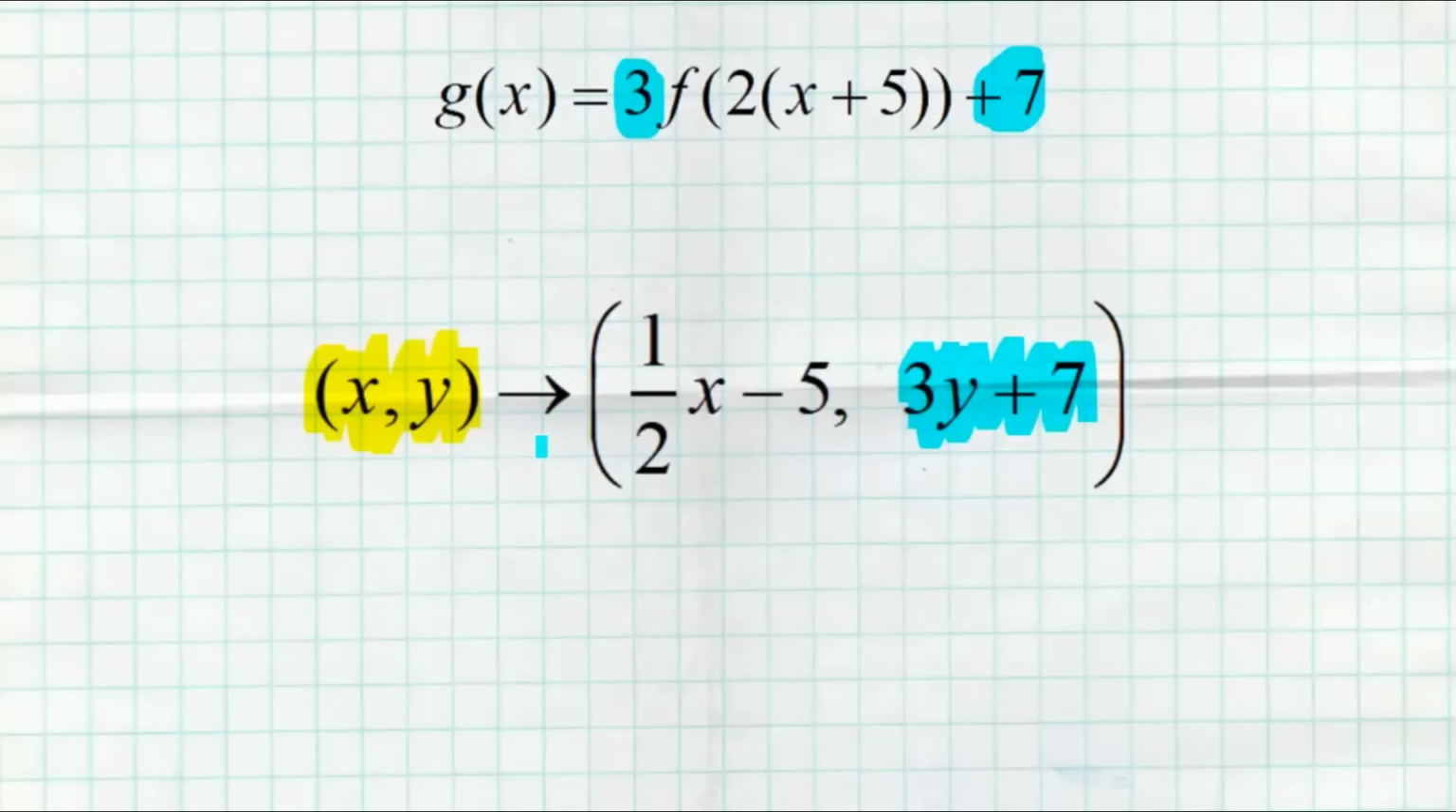What about our x's? Well, we're going to have that horizontal dilation by a factor of 1/2. So we're going to multiply by 1/2. And then we're going to move it left 5 units. That's going to be that minus 5. That's going to take us left 5 units. All right, hopefully that makes a lot of sense.